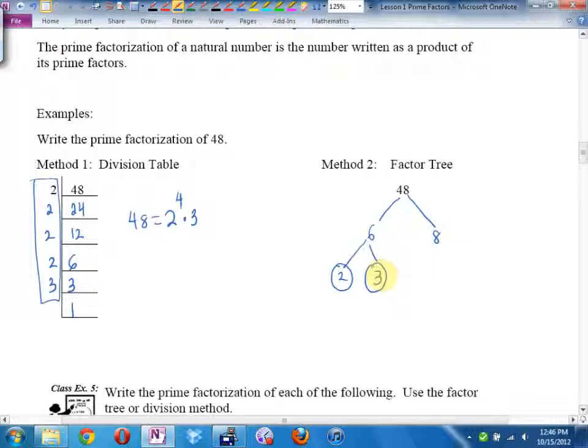What does 8 break down into? 4 and 2. Oop, 2 is a prime number, so I'll circle it. Would I circle 4? No. What does 4 break down into? 2 and 2. Hey, that's prime. Can you see I also got an answer of four 2's and a 3? See the circled stuff? This also gets you there.